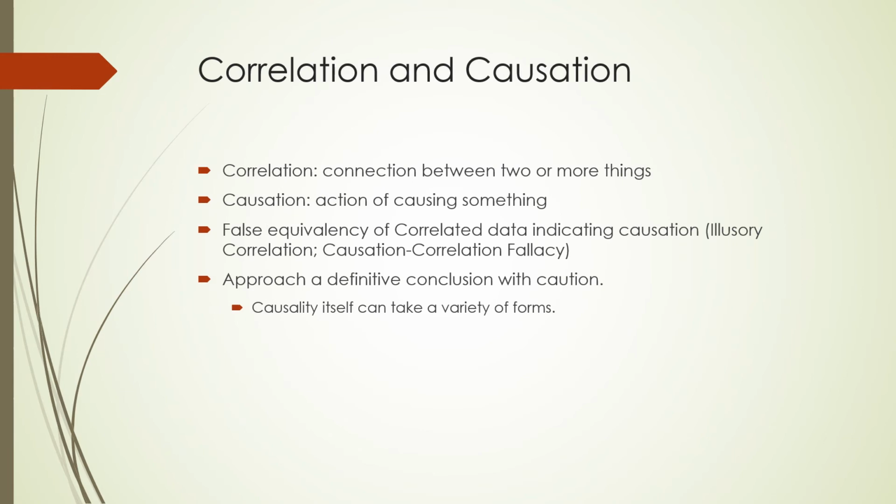So the first one of these, and most important in a lot of ways, is correlation and causation. And this is an incredibly important term to know because they really set up what we draw from research. Correlation, the connection between two or more things, and causation, the action of causing something. Okay? And oftentimes there can be a confusion between what is a correlated set of things and what is actually causation.